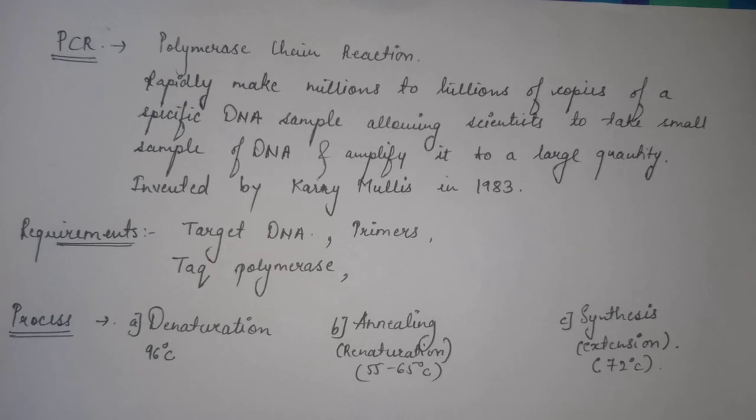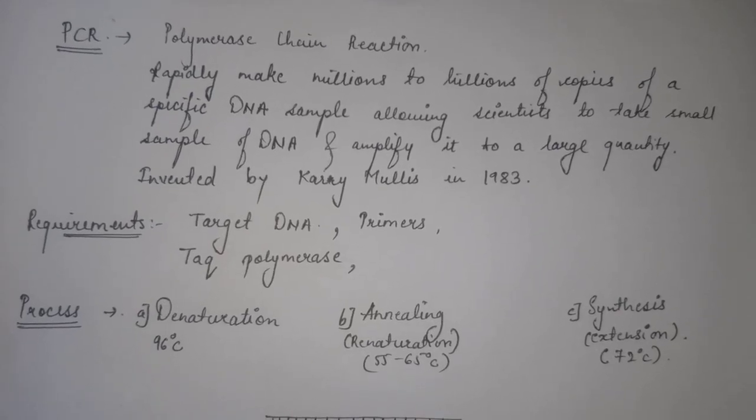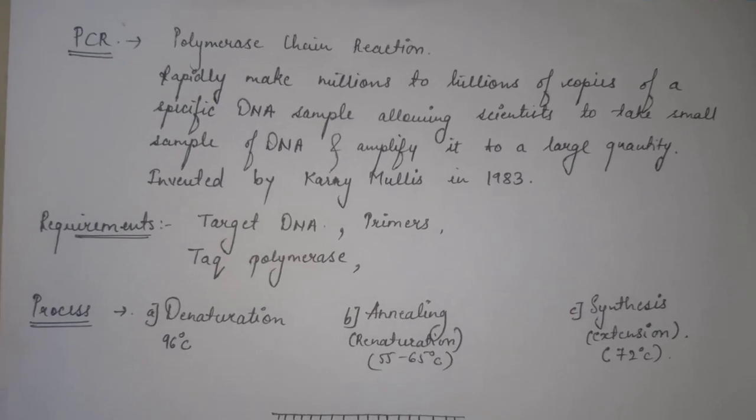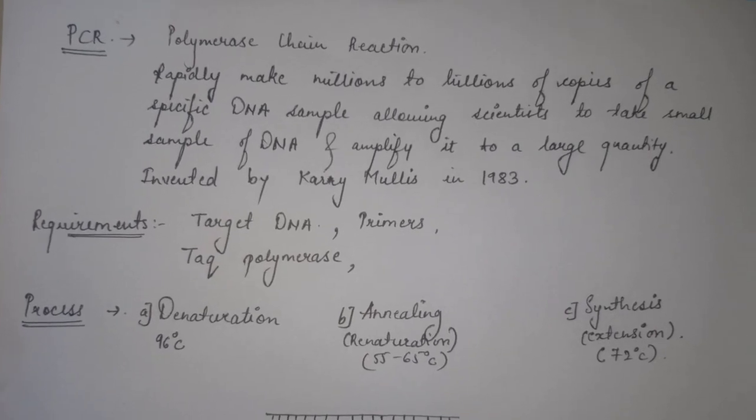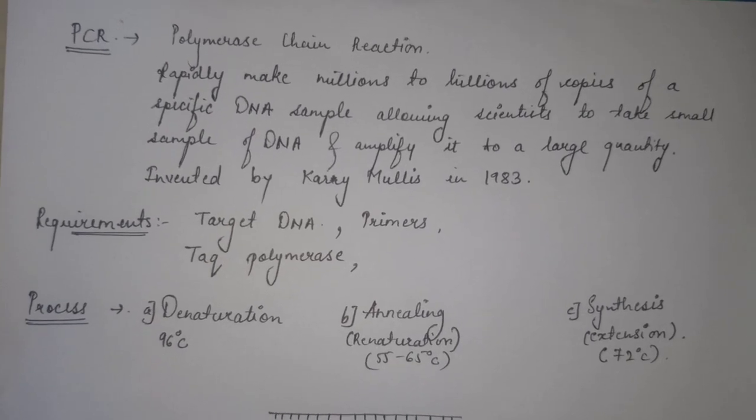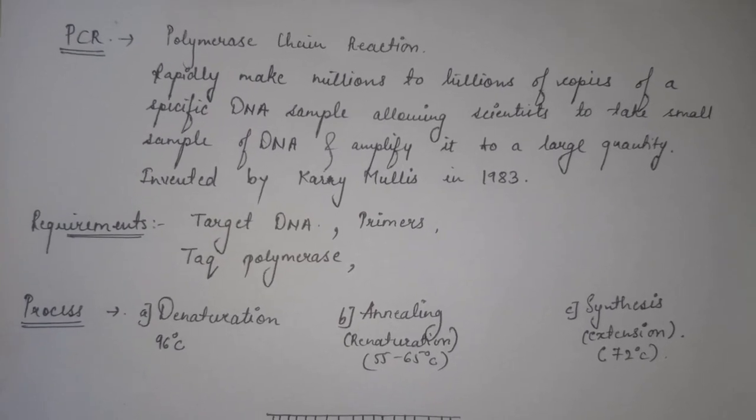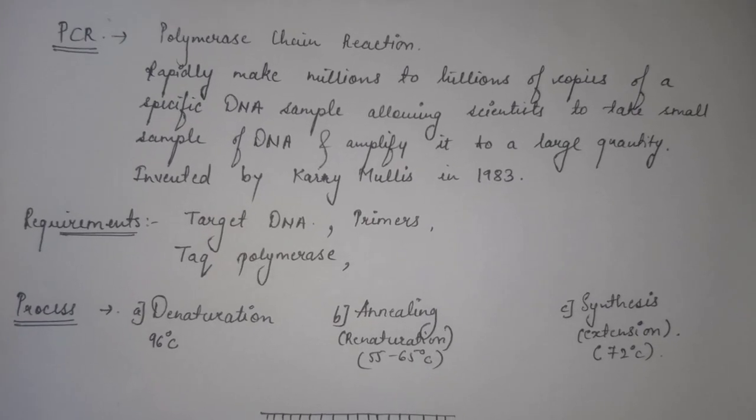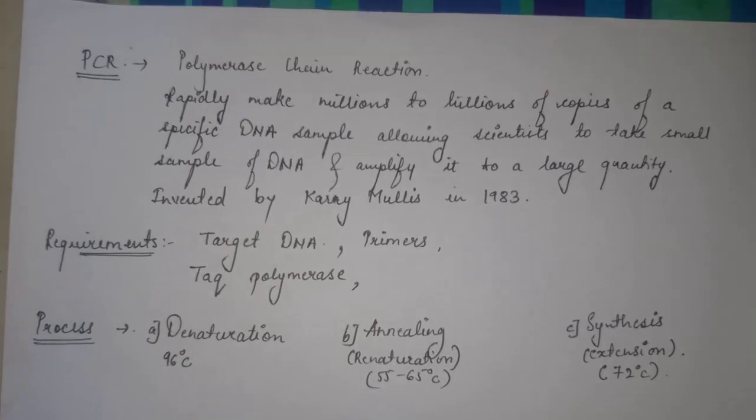Say, if any scientist wants to make an experiment where he has a very small amount of DNA sample, but for the experimental purposes he needs a large amount, so he can carry out the PCR process to amplify that DNA sample. This process was invented by Karen Mullis, a scientist, in the year 1983.